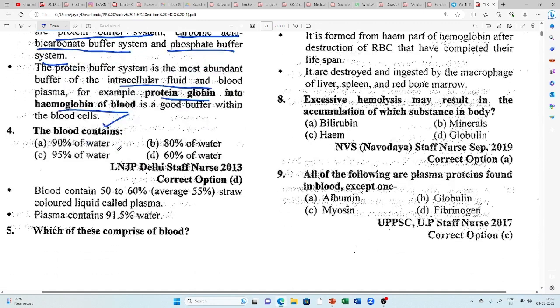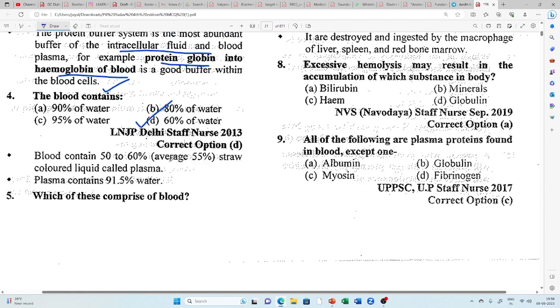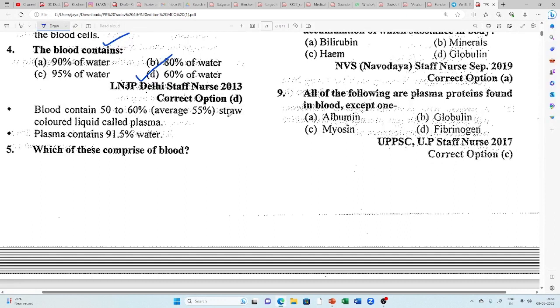Okay, next one: the blood contains 90% of water, 80% of water, 95% of water, or 60% of water? Correct option is option D, 60% of water. Blood contains 50 to 60% of a straw colored liquid called the plasma. Plasma contains 91.5% water. Okay, correct, that is 60% of water.